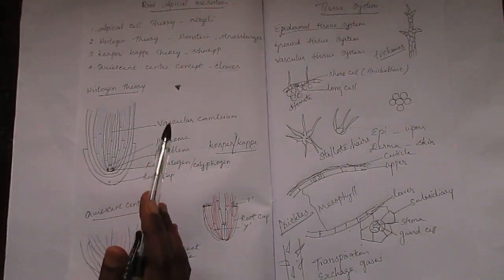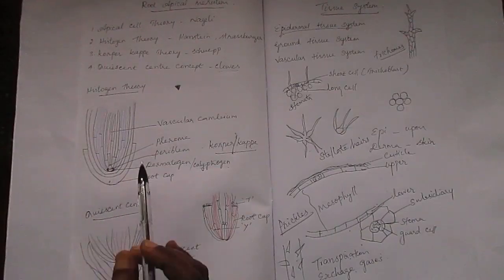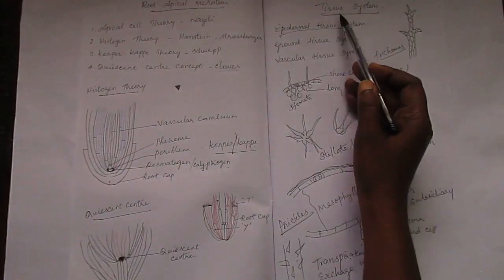So I hope that you understand these four theories very clearly. Let's move to the next topic, tissue system.